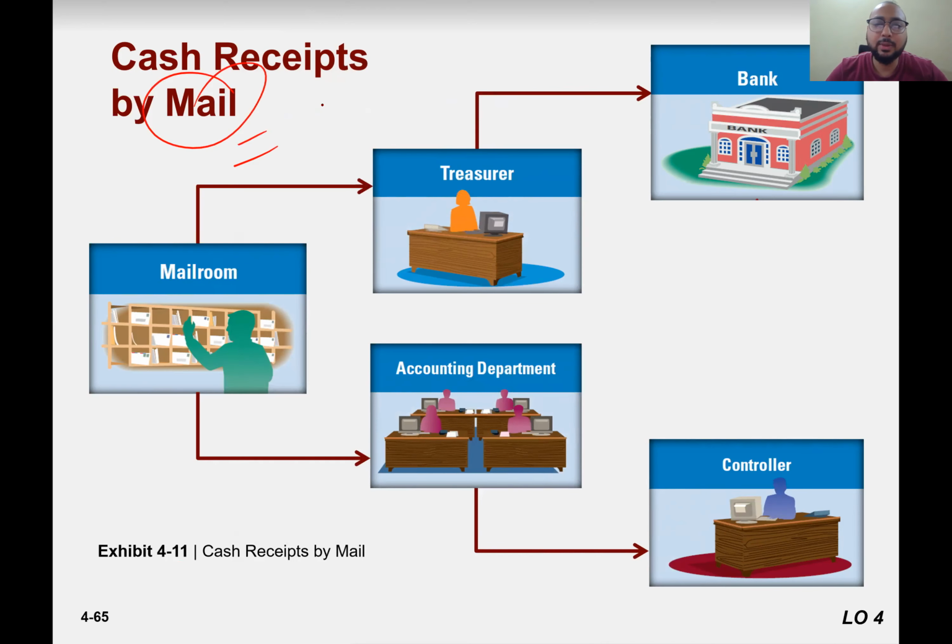right? So there's a mail room here. Mail is delivered to accounting and cash is delivered to the treasurer. So the treasurer, as soon as he receives the cash, deposits it with the bank. The accounting department records the transaction and sends that information to the controller, right?